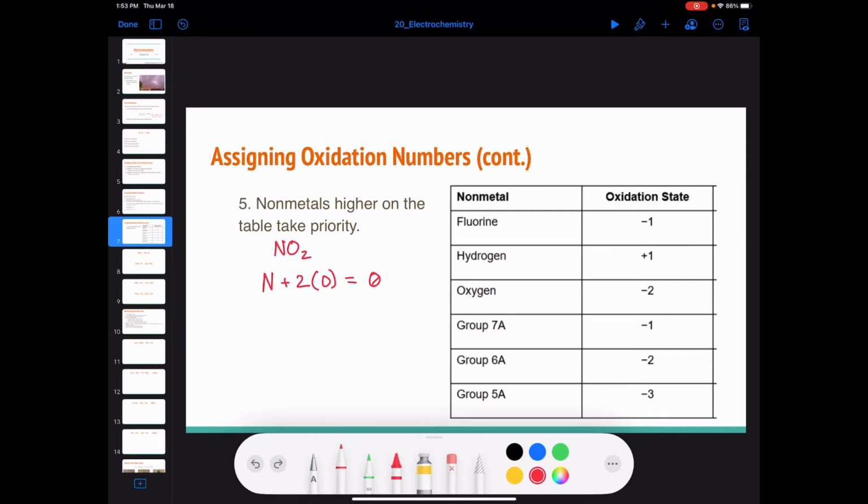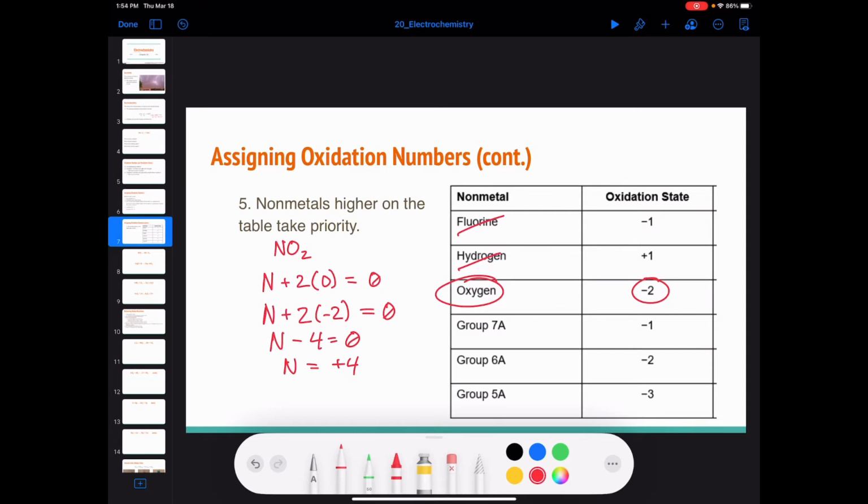And rule number 5 says, okay, well, start at the top. I don't have any fluorine. I don't have any hydrogen. Oh, I do have oxygen, right? So go ahead and give oxygen a -2. So nitrogen plus 2 times -2 equals 0. So nitrogen minus 4 equals 0. So nitrogen, in this case, must have a +4 oxidation state.